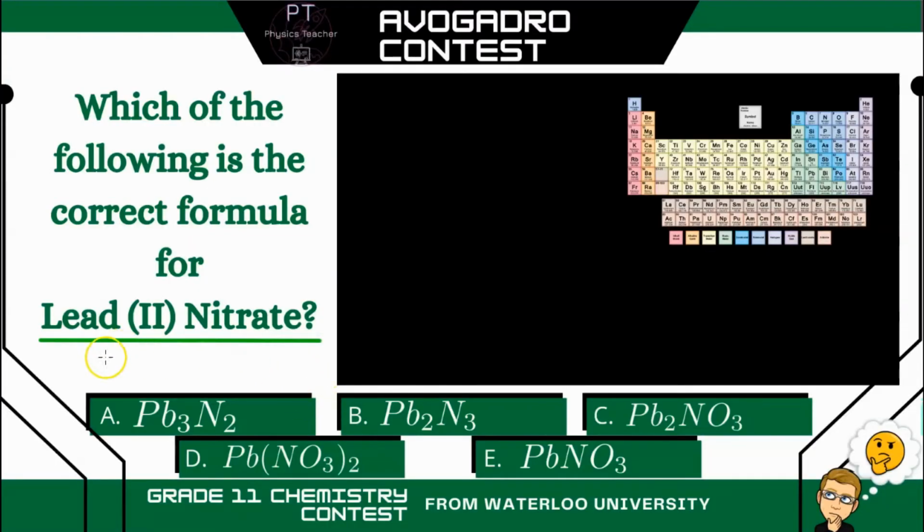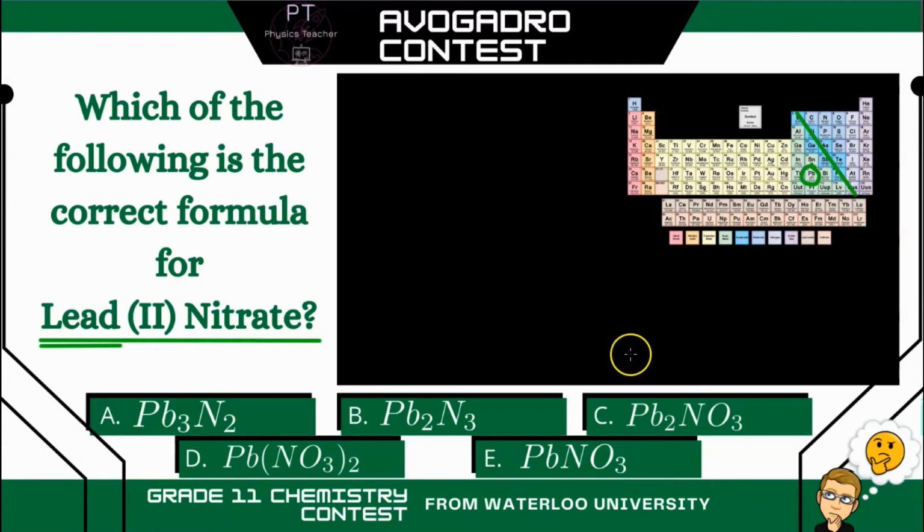Alright, so the first thing you always want to ask when you're trying to find a formula is: is this an ionic compound or a molecular compound? So look at the very first element and say, is this a metal or not? In this case, it is a metal. Lead is a metal. It's right over here to the left of our staircase. And so this is going to be an ionic compound.